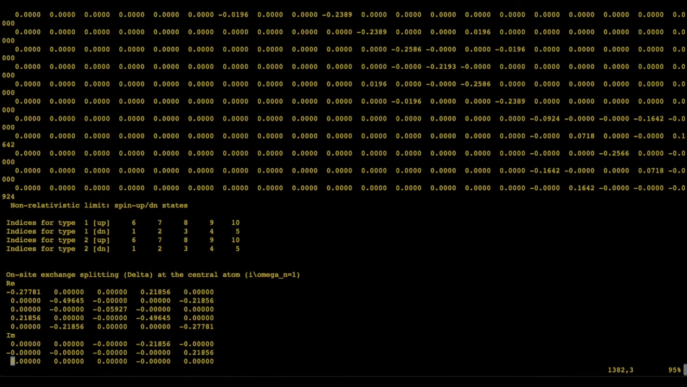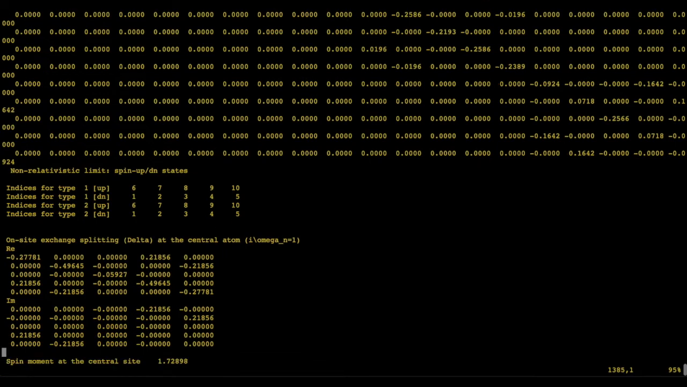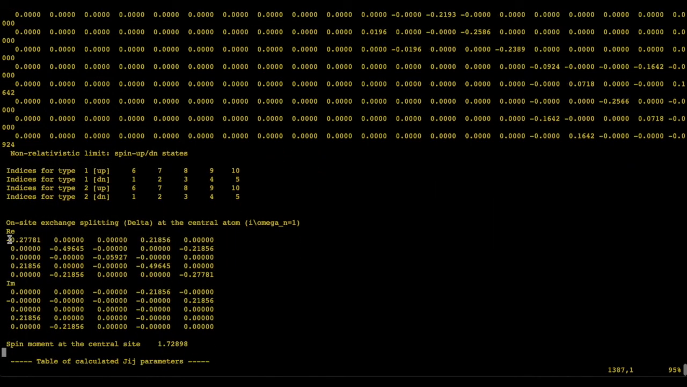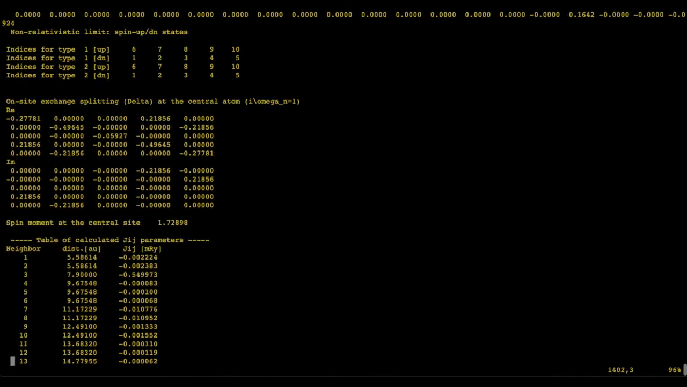exchange splitting. If you look at this exchange splitting, it's pretty large, and you can actually calculate this value by hand. If you go to the self-energy matrix and you take this element corresponding to the first D up state, then you go to this one, which is the first D down orbital, and you take the difference between these two values and add it to the difference in the local Hamiltonian, you are supposed to get roughly minus 0.28 Rydberg. The spin moment is close to 1.73 Bohr magneton, and it's similar to what we had in the out file of the self-consistent calculation.